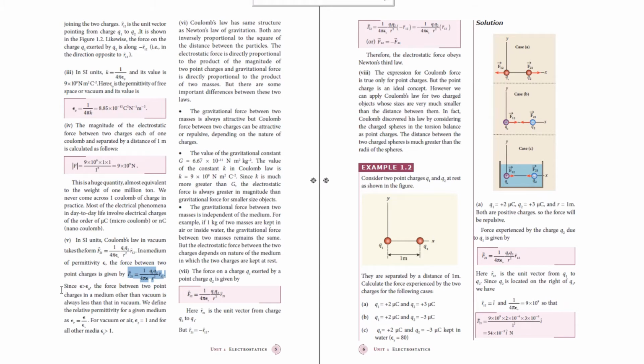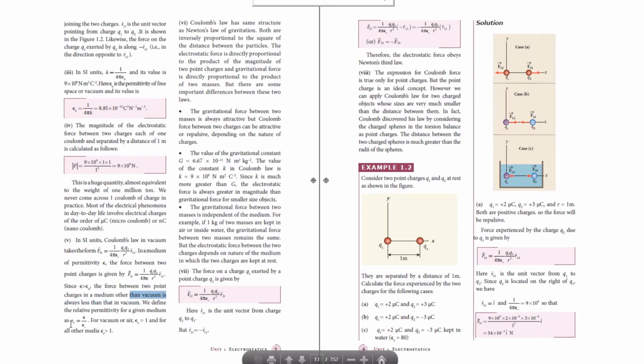And it is very clear, we all know that epsilon is greater than epsilon naught. So this epsilon is in medium and epsilon naught is in vacuum. And the force between the 2 point charges in a medium, you just compare it with the force between the 2 point charges in vacuum. It is clear that the force in a medium other than the vacuum is always less than that in a vacuum. So you have to keep this in your mind.